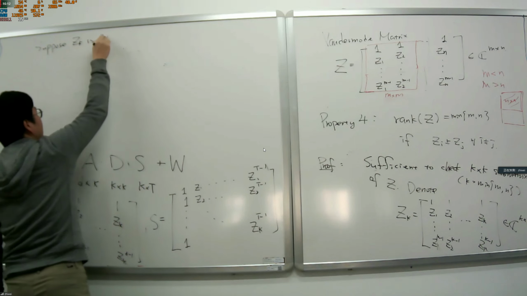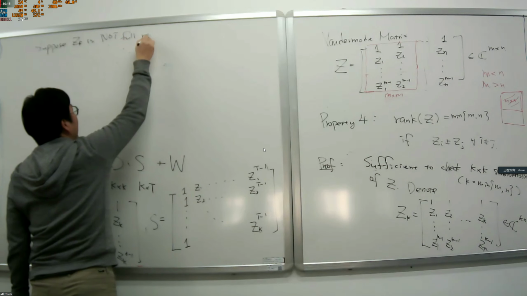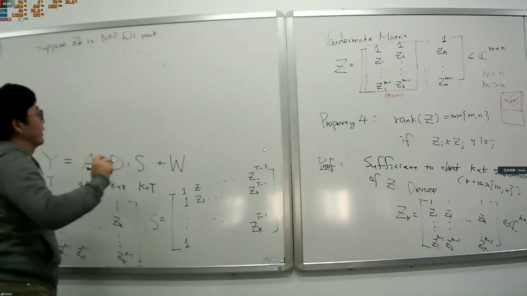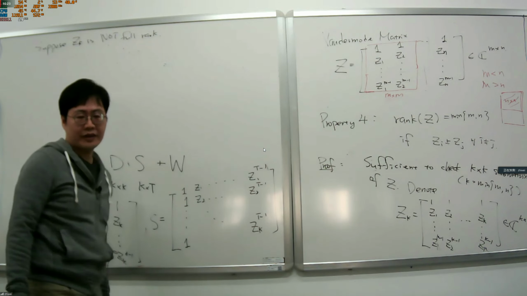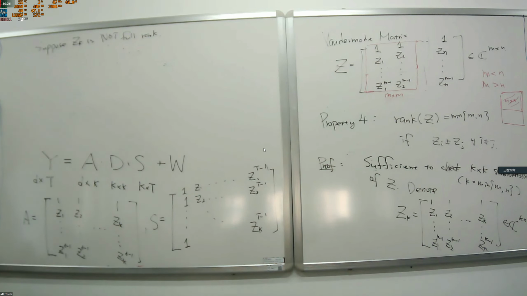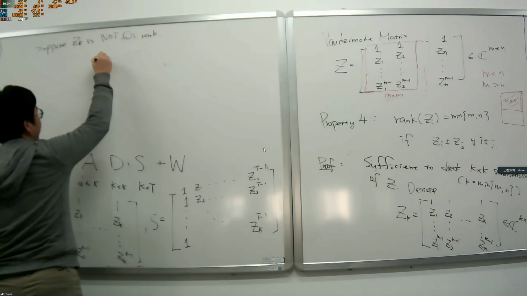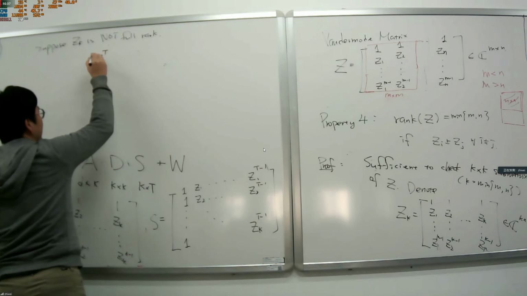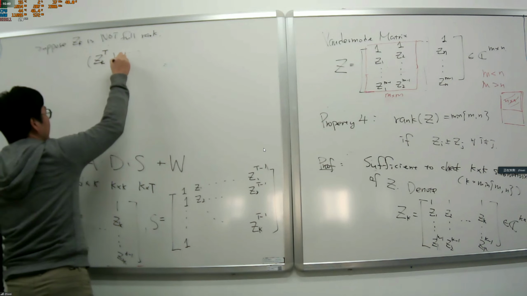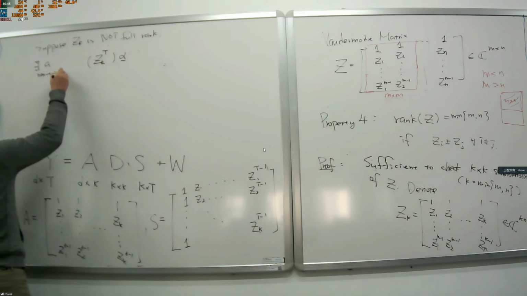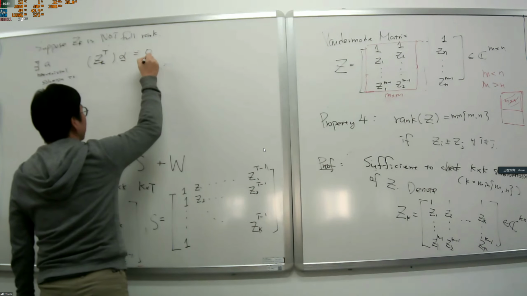So Z_k is not full rank. If Z_k is not full rank, then Z_k transpose is also not full rank, because the rank of a matrix is the same as its transpose. So suppose it's not full rank, or equivalently Z_k transpose is not full rank. Then we look at Z_k transpose, and there exists a non-trivial solution.